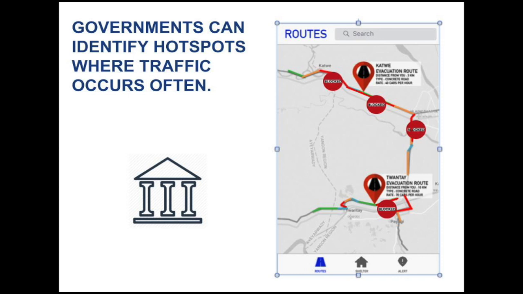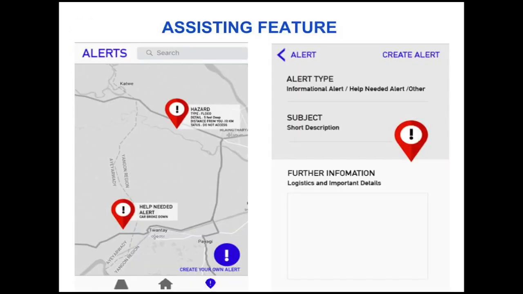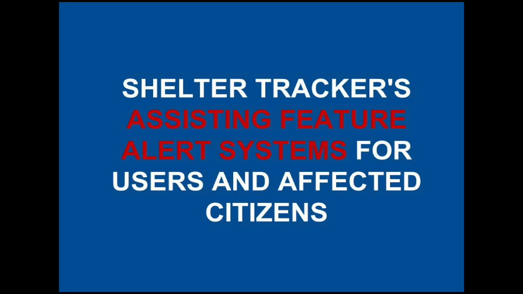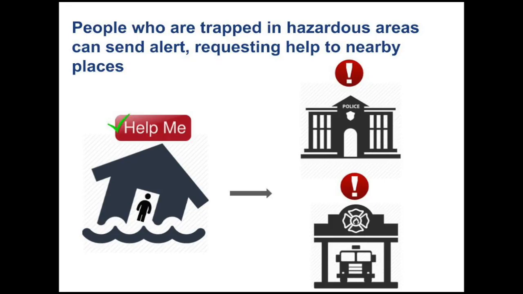Shelter Tracker also has an additional assisting feature, alert systems, to identify and monitor issues relating to the accessibility of shelter and natural disaster evacuation. Shelter Tracker's alert systems for users and affected citizens are a countermeasure against hazards and dangers when people are trying to reach a safe location.